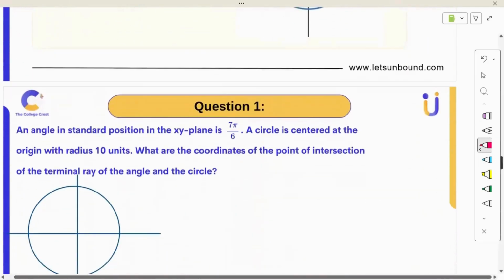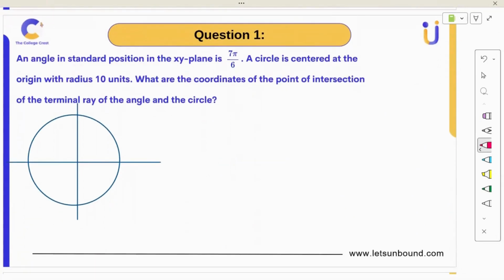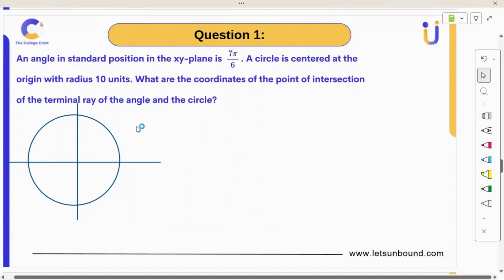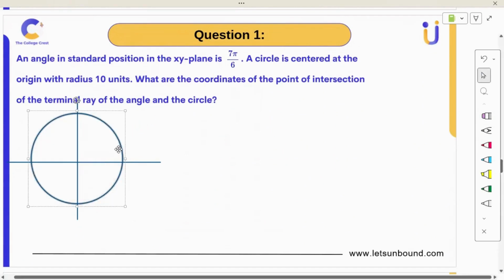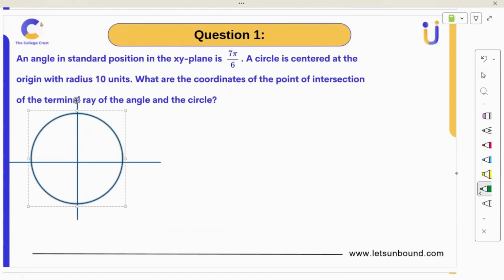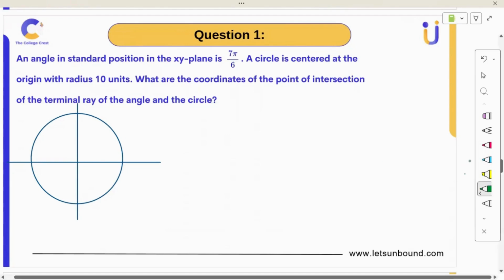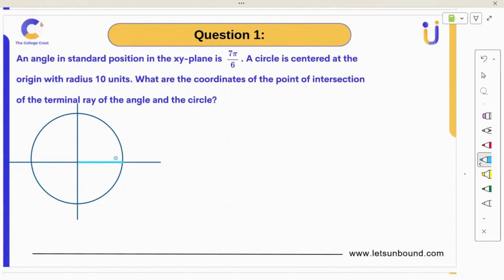Right. And question number 1. An angle in standard position in the xy plane is 7π/6. A circle is centered at the origin with radius 10 units. What are the coordinates of the point of intersection of the terminal ray of the angle and the circle? So an angle is formed. This is the initial ray, the positive x-axis. The terminal ray is at 7π/6.